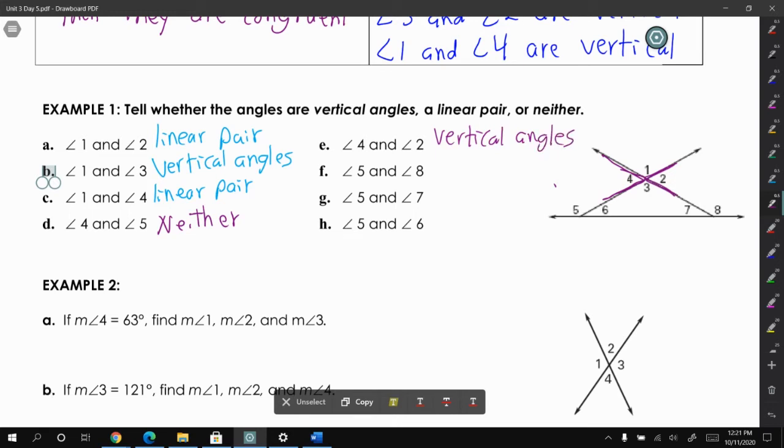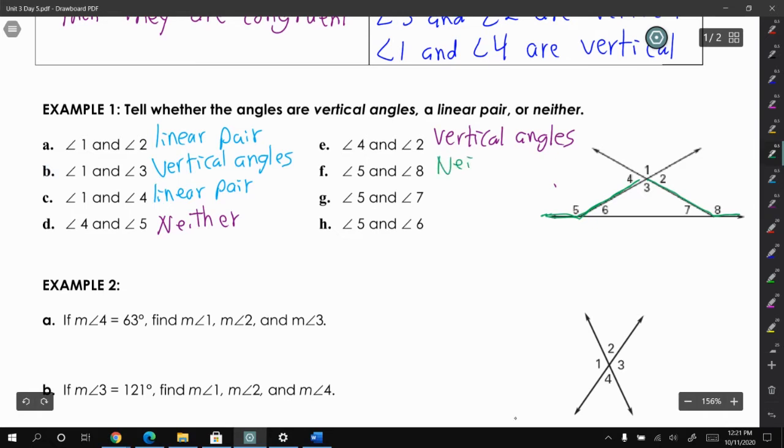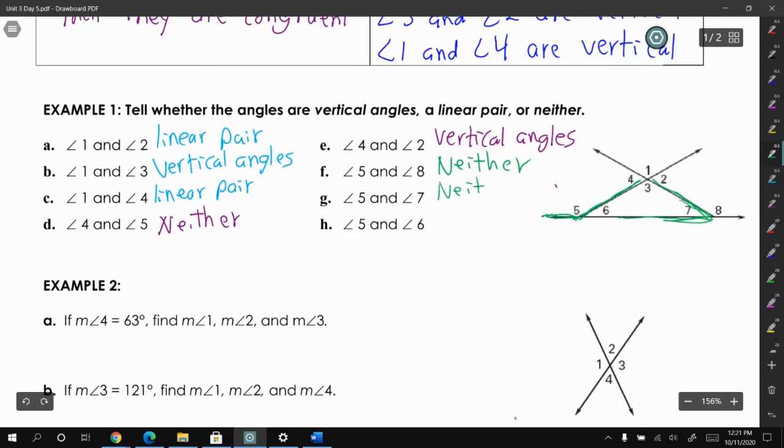Okay, so then we're going to look at angles 5 and 8. Those are neither because they're not across from each other and they don't form a line. Okay, then angles 5 and 7. Now you may say, well, it looks like they would form a line if they were rotated and put together, but we don't know that for sure. There's nothing in this figure to tell us that angle 5 and angle 7 would make a straight line. So neither.